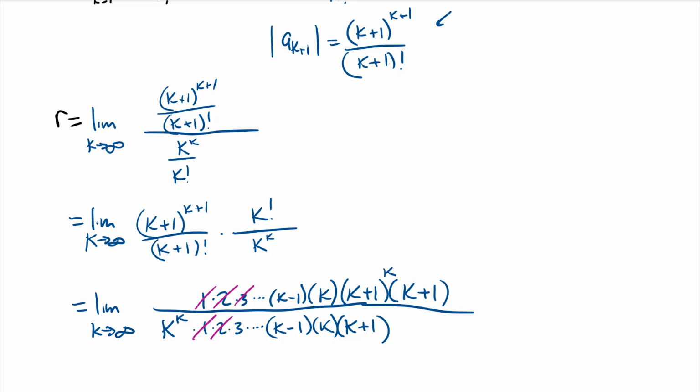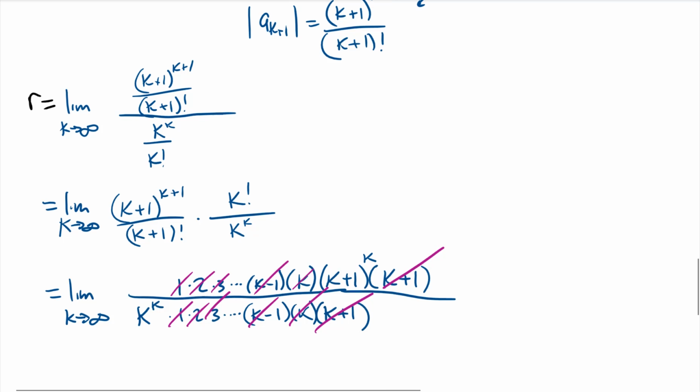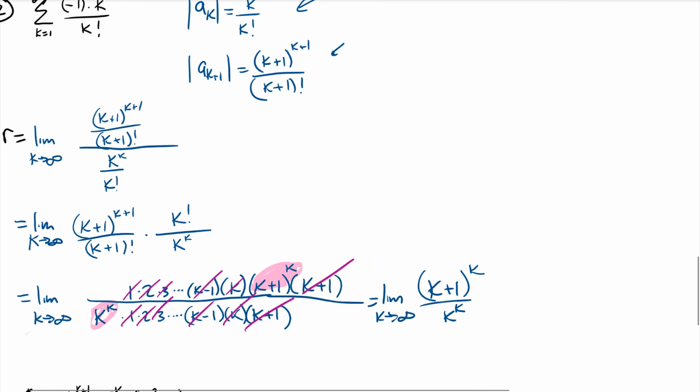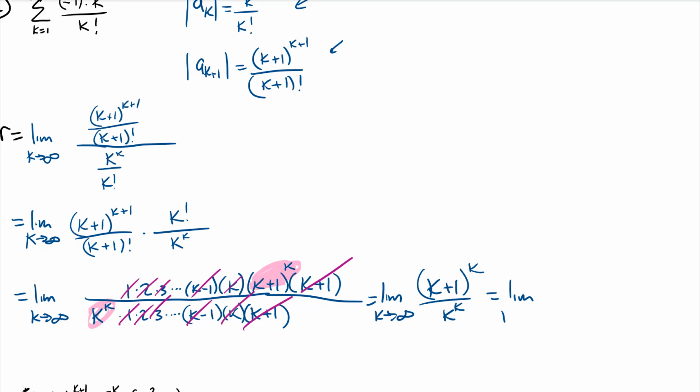The 1s went, the 2s went, the 3s went, the k minus 1s go, the k's go. Oh, look, k plus 1 and a k plus 1. The only thing I think we're left with here is a k plus 1 to the k and a k to the k. Yeah, buddy. That means we're getting somewhere. So we have k plus 1 to the k over k to the k. Oh, wait, they have the same exponent. Both their exponents are k. So this is equal to the limit as k goes to infinity of k plus 1 over k raised to the power of k. All right, now go do that limit.